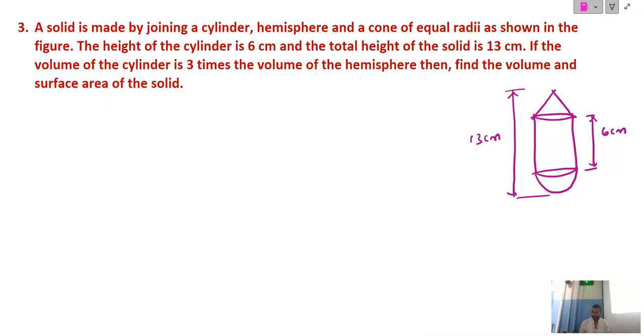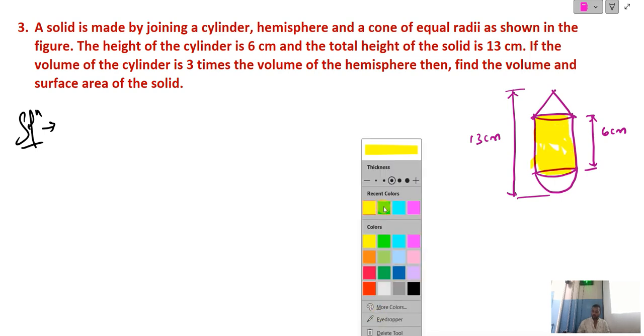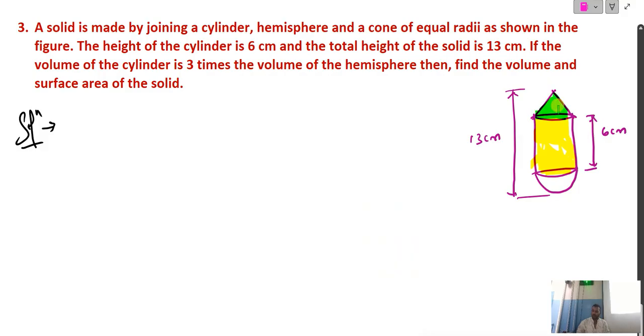Yeah, children, as you can see, the next problem here is on the screen. Solution. First, let me read the question. A solid is made by joining a cylinder, hemisphere and a cone of equal radii as shown in the figure. As you can see, we have a solid. It is made up of a cone, cylinder and a hemisphere. We have got three solids. Am I right? So this is our cylinder. And then we have a cone. And along with that, we have a hemisphere. So this solid is made up of three different solids.